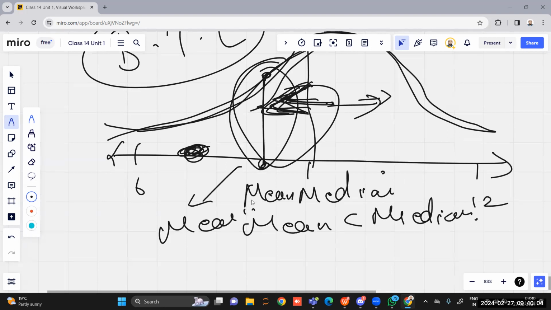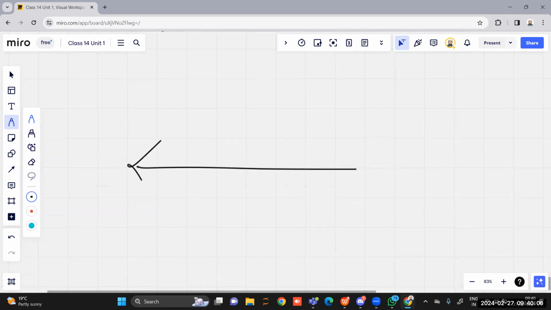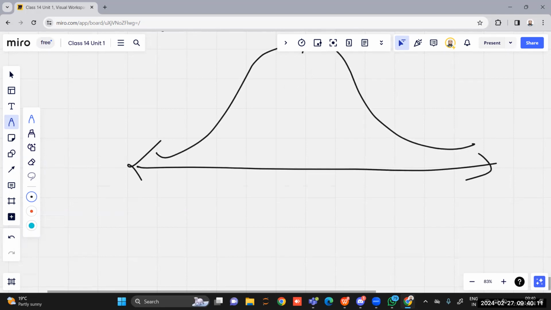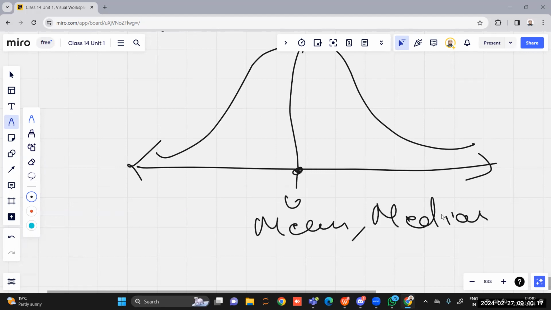And what you are saying is for a symmetric distribution, where the curve is exactly the same from both sides. So the median and mean are at the center. Mean and median both are at the center, we can say they are equal. Got that?